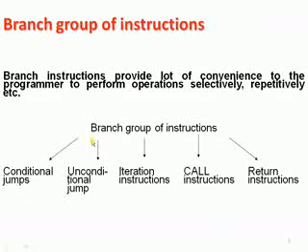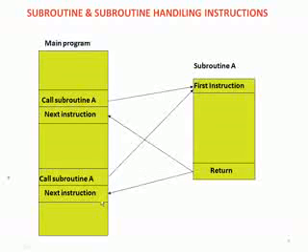Now we have branch instructions. Now these branch instructions are again of 5 types, as you can see here: conditional jumps, unconditional jumps, iterations, call instructions, and then a return instruction. Now, why do we use this branch instruction? Branch instructions are mainly used for transferring the control from one place to the other place, or from one location to the other location. Okay, now let us see how to use these branch instructions.